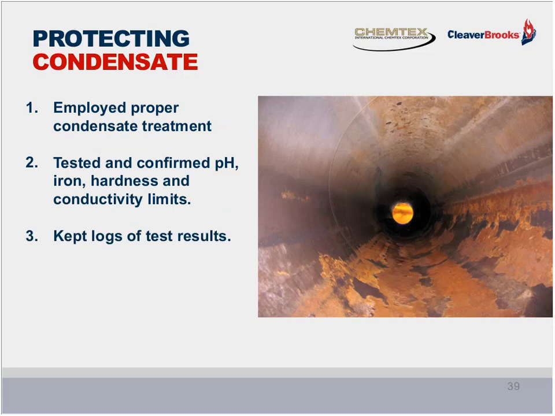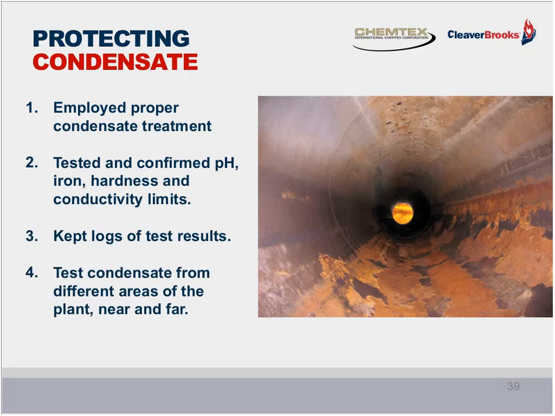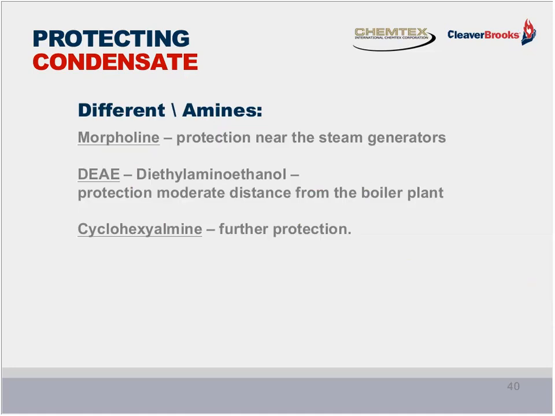And we've tested the condensate from different areas of the plant, near and far, because different condensate treatments have different chemical properties and they'll protect different parts of the plant system. I've listed three different amines which are typically used in industry today. These are volatile amines which go out with the steam, and when they recondense, they neutralize carbonic acid which may be forming in the condensate.